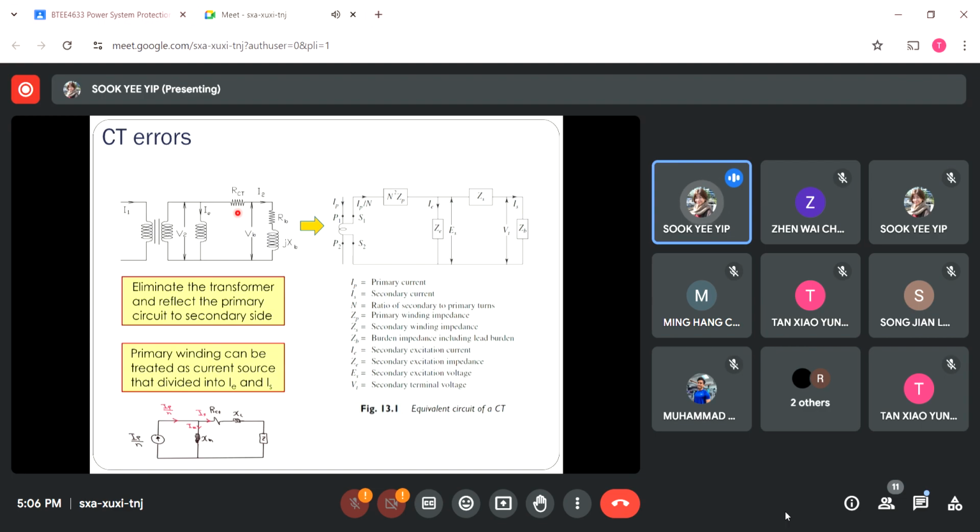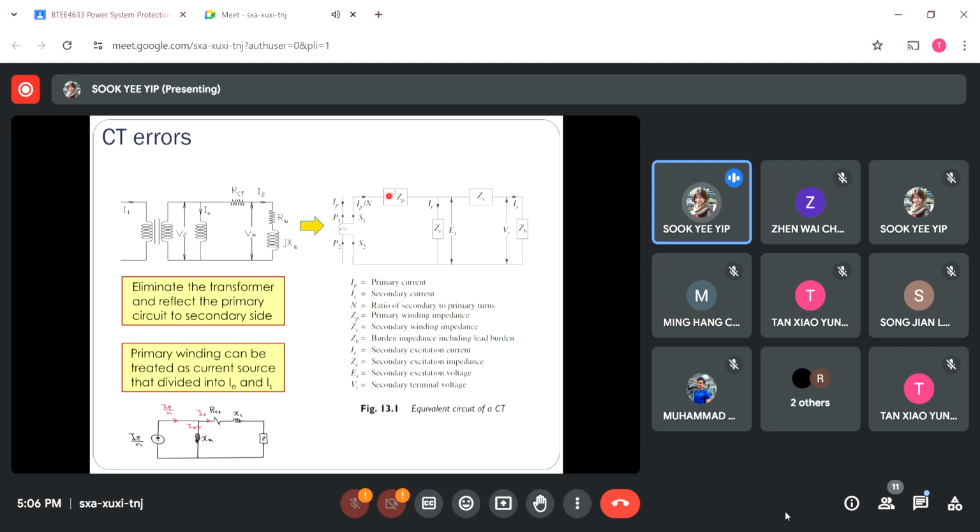So how we can do this is by relocating the load, or I should say reflecting the load. Reflect the primary circuit to the secondary side. So whatever has been connected here at the primary side will need to be converted to the secondary side.